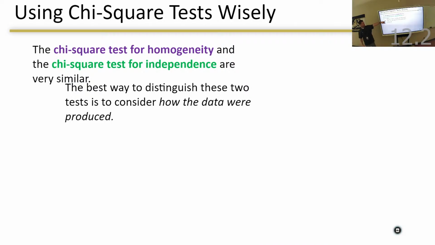Chi-squared for homogeneity and independence are very, very similar. The best way to distinguish them is to consider how the data were produced. Is it one sample or is it more than one sample? More than one sample is homogeneity. One sample is independence. Two or more, homogeneity.